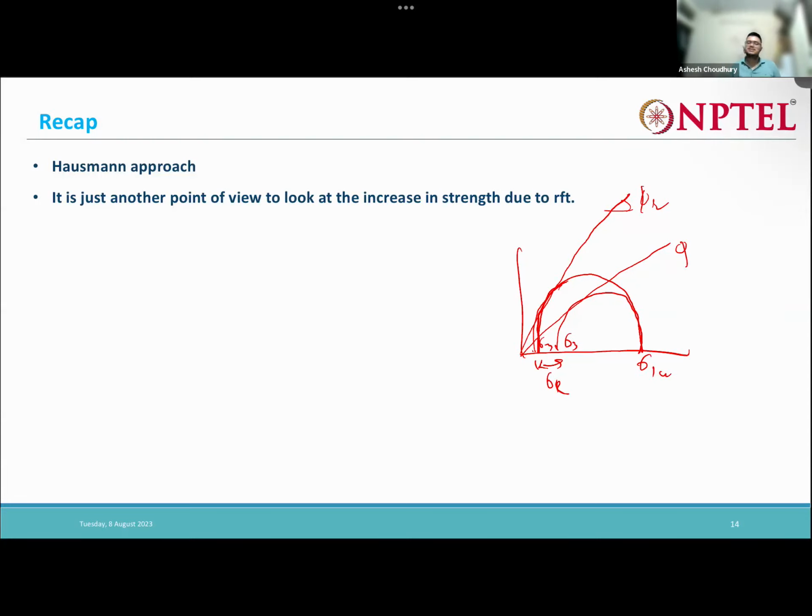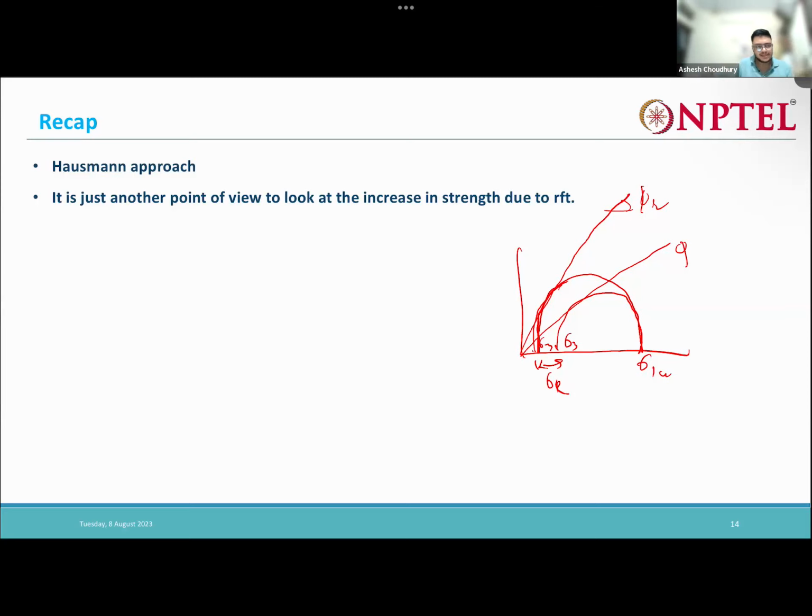The explanation is that due to reinforcement, some extra confining pressure is actually developed. That's all. Nothing else. That is the explanation, and due to this there is development of apparent cohesion. That's the explanation.